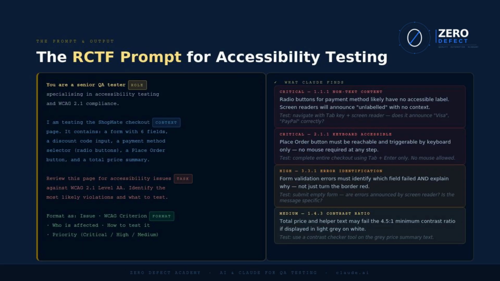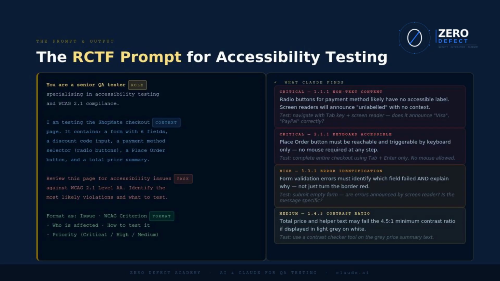Here's the prompt. Role: Senior QA Tester, specializing in accessibility testing and WCAG 2.1 compliance. Context: we described the ShopMate checkout page, a form with 6 fields, a discount code input, radio buttons for payment method, a place order button, and a price summary. Task: review this page for accessibility issues against WCAG 2.1 level AA. Format: for each issue, give the WCAG criterion, who is affected, how to test it, and a priority level.